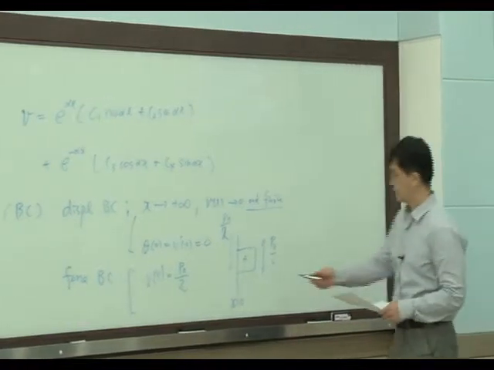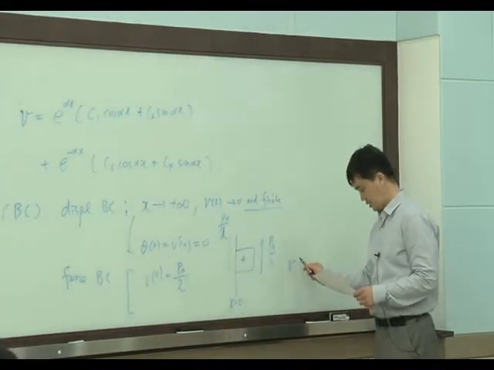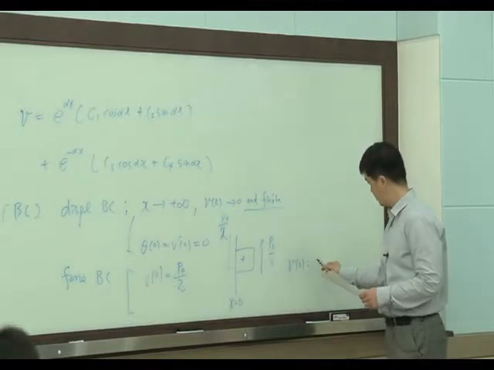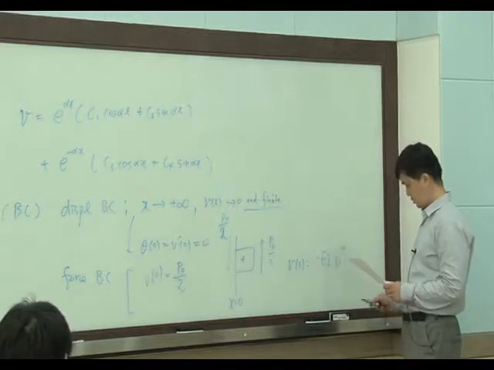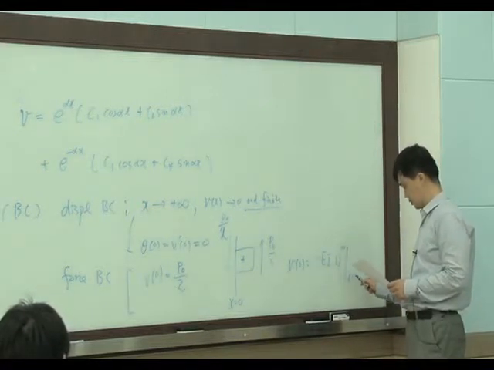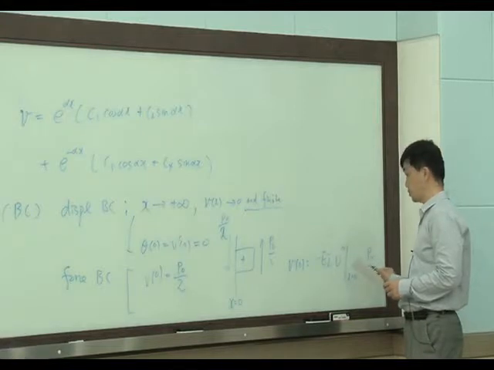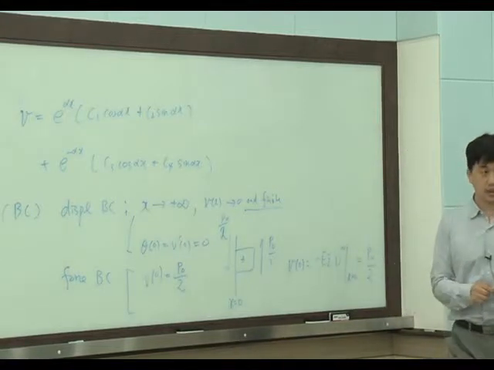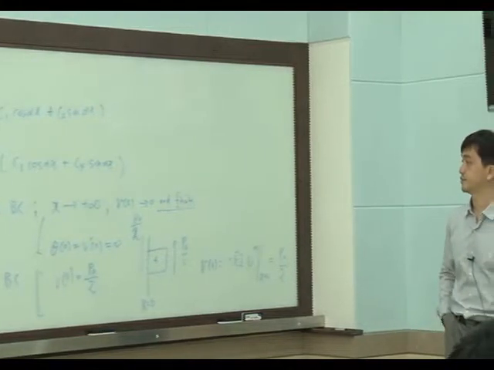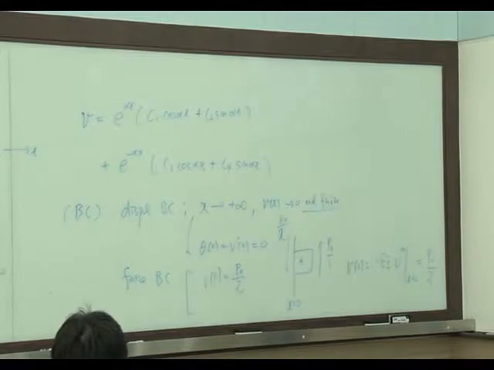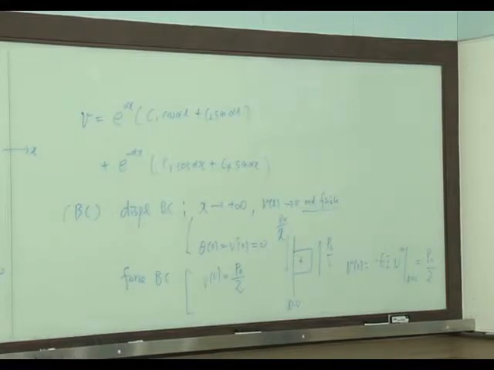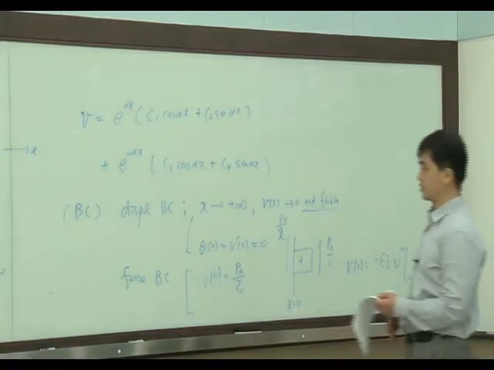And this equation means V0 equals minus EI at x equals 0, equal to P0 over 2. So now we have these three boundary conditions. Do we need more? More or not? Okay, then let's apply the boundary conditions.